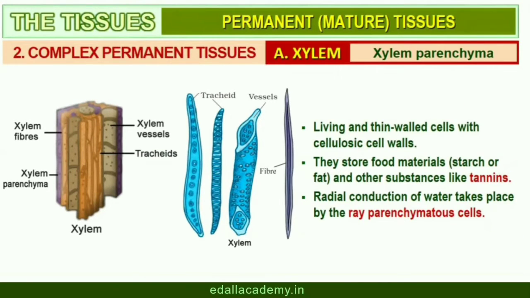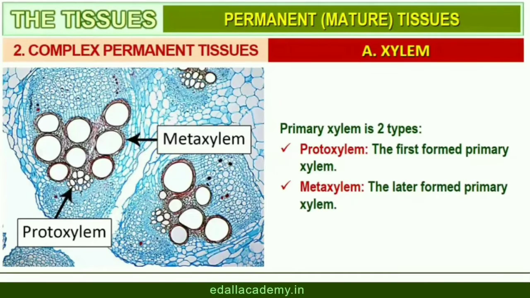Xylem parenchyma cells are living and thin-walled, and their cell walls are made up of cellulose. They store food materials in the form of starch or fat, and other substances like tannins. The radial conduction of water takes place by the ray parenchymatous cells. Primary xylem is of 2 types, protoxylem and metaxylem. The first formed primary xylem elements are called protoxylem and the later formed primary xylem is called metaxylem.